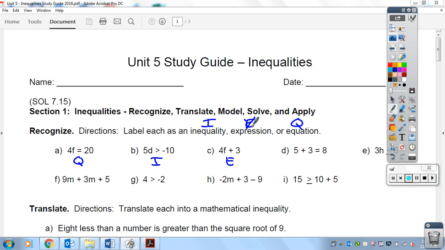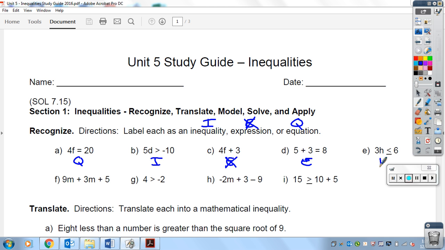It's kind of confusing. I'll put an X for expression. This is an equation, so I'll put Q. This one, let me see, looks like an inequality, so I'll put I. F is just an expression. G is a true inequality, because it's a true statement. This is an expression. This is another inequality.